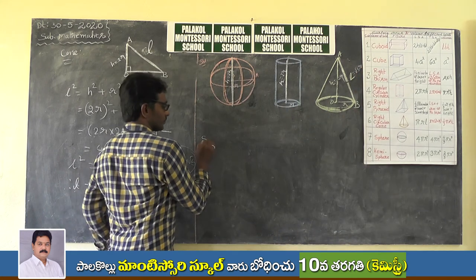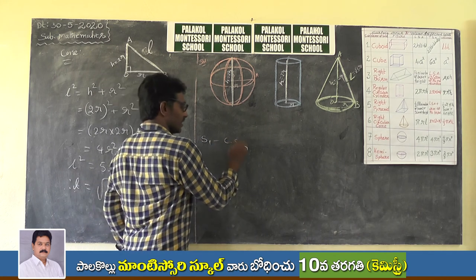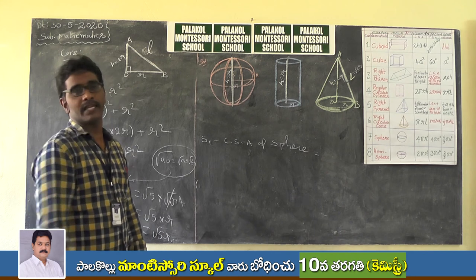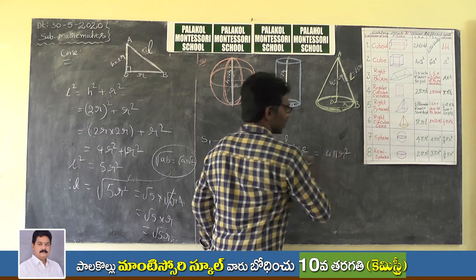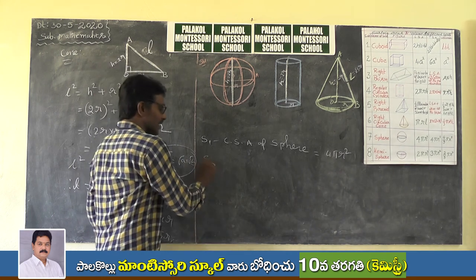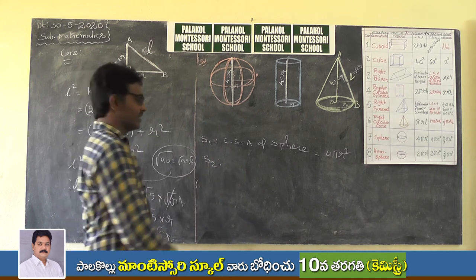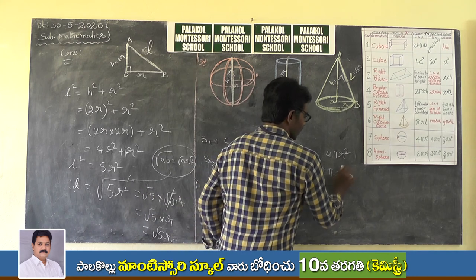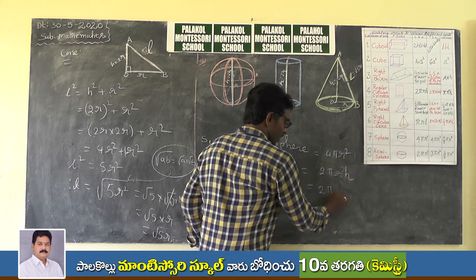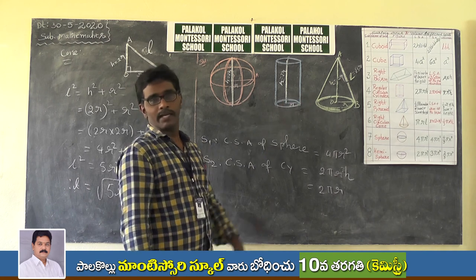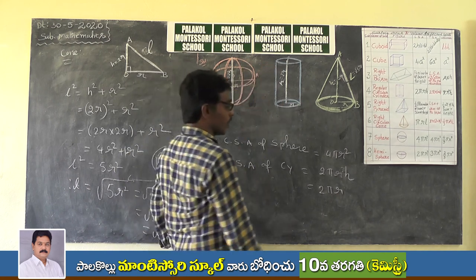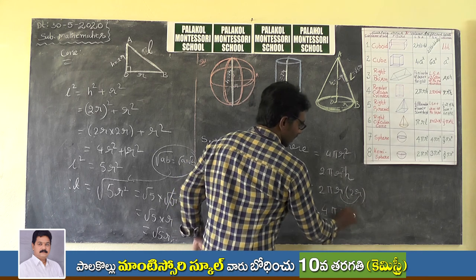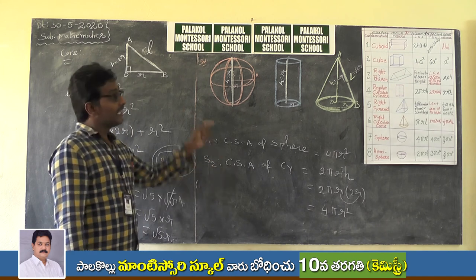Now see, S1 is the curved surface area of the sphere. That's the formula 4 pi r square. Is there any change? No change. Directly 4 pi r square. S2 means curved surface area of the cylinder. That's the general formula 2 pi r h. So 2 pi r, r is not changed, radius is same in all solids. H is changed, h value is equal to 2r. So 2 into 2 is 4 pi r into r, r square. This is the curved surface area of the cylinder in this case.